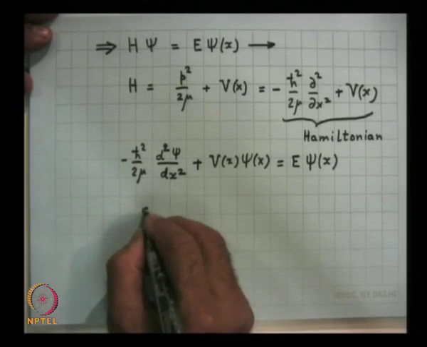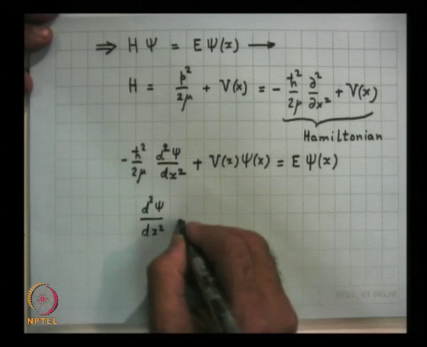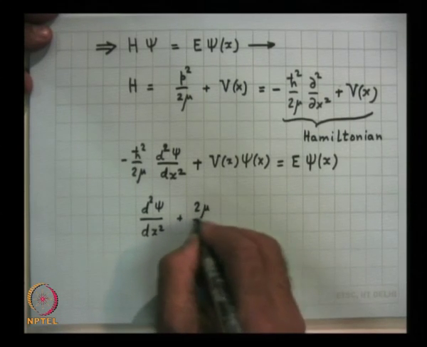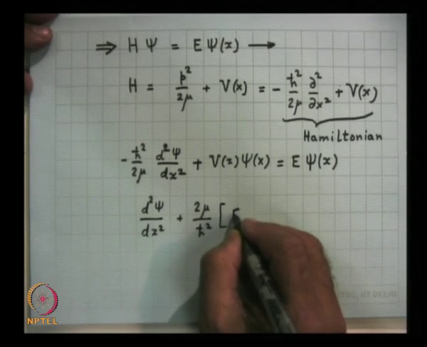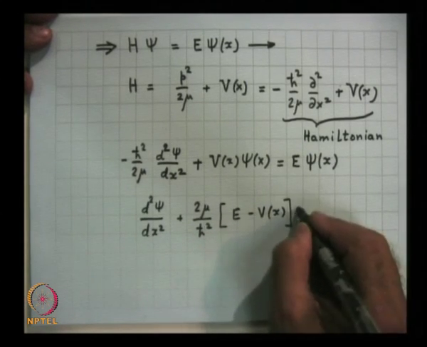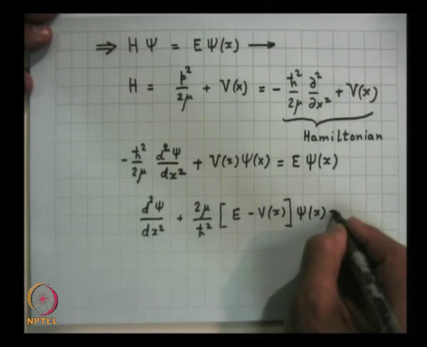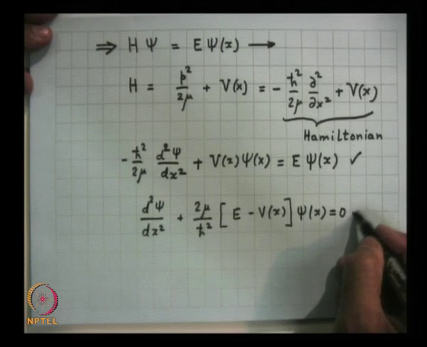So, we can rewrite this equation with a simple reordering: d2 psi by dx square plus 2 mu by h cross square, where mu is the mass of the particle, times E minus V of x, times psi equals 0. In most textbooks, the equation is written either in this form or in the earlier form.